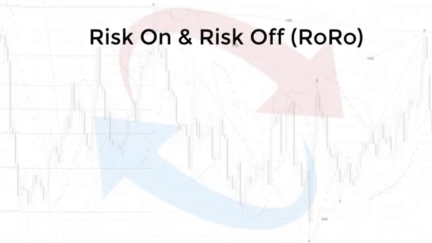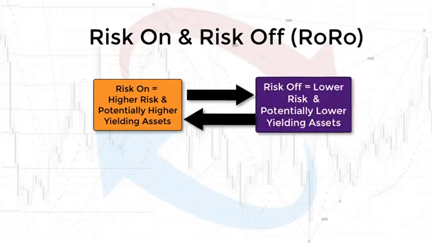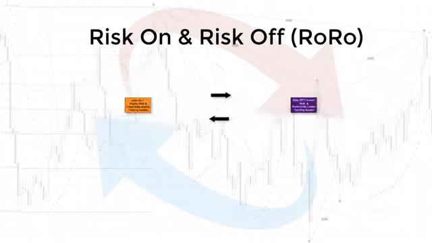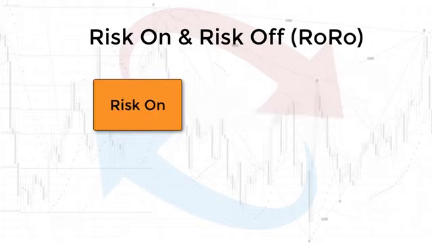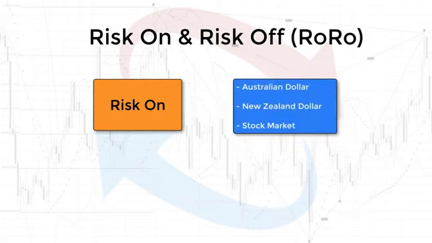Risk-on and risk-off investing describes a process where investors move to riskier and potentially higher yielding investments and then back again to supposedly lower yielding investments which are perceived to have a lower risk. In a risk-on market environment, investors feel that the financial and political climate is conducive to investing in riskier assets for a higher return. Currencies like the Australian dollar and the New Zealand dollar, as well as the stock market, tend to benefit from risk-on environments.